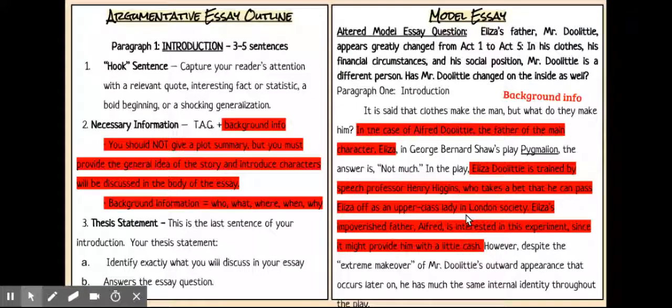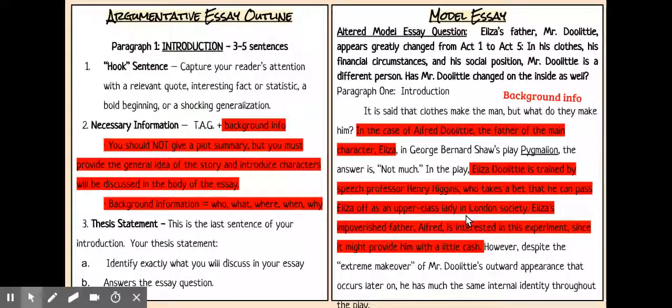Please take a look at your background information. Make sure you have who the characters are that you're going to be referring to in your essay. What was happening in this play? Why was it happening? Where was it happening? Label that in your essay. Please make sure that all your characters' names have capital letters. Pause the video and label who, what, where, when, why.